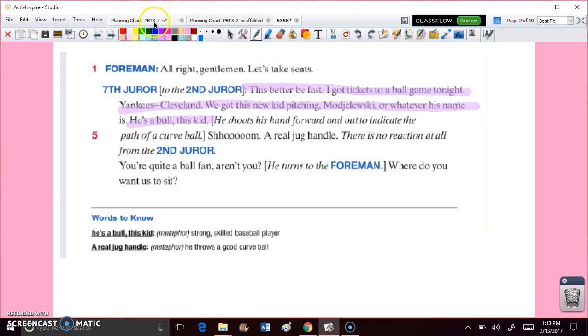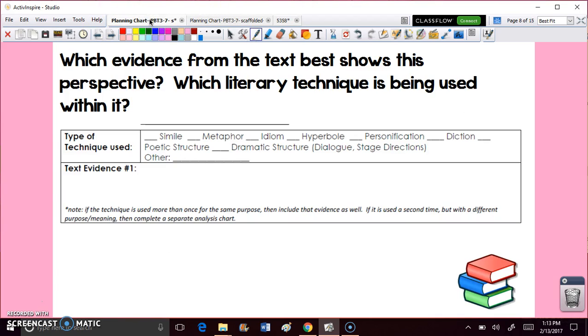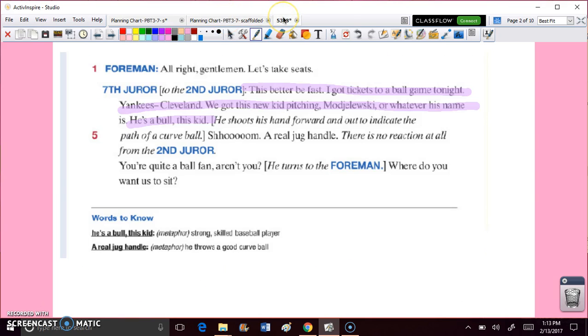So what technique are we looking at here? We are looking at dramatic structure, specifically dialogue. Through the dialogue of the seventh juror, Reginald Rose is revealing that people don't always take their duties seriously.